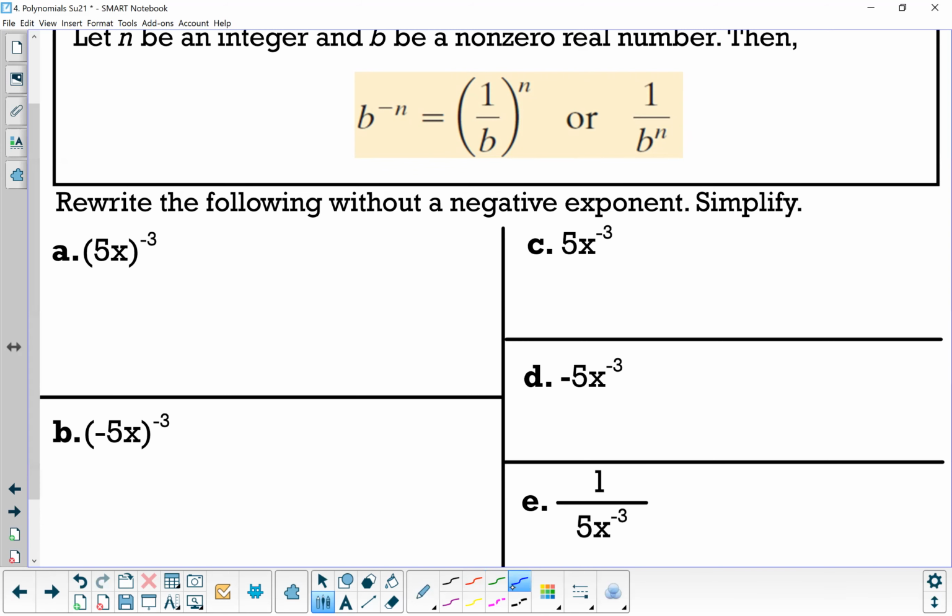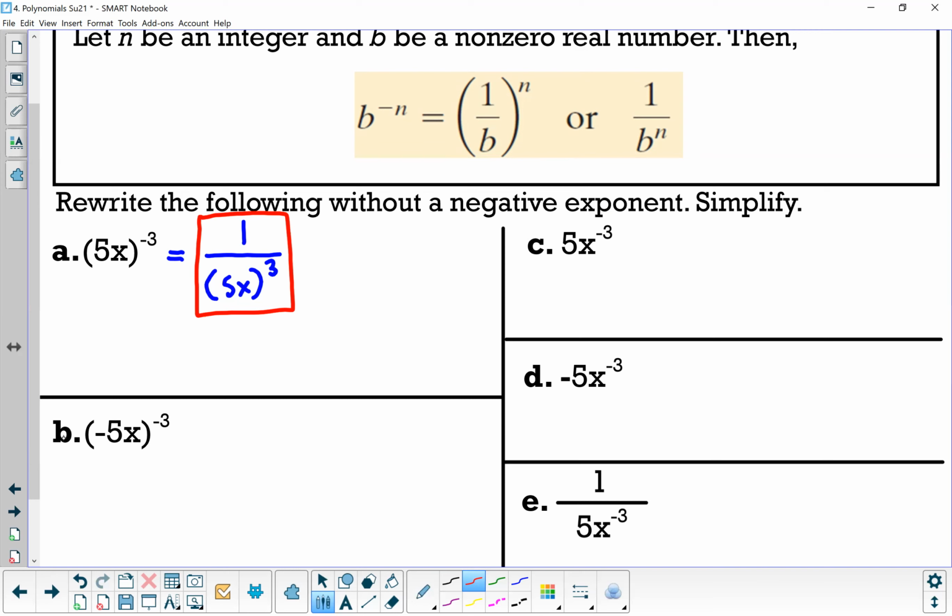Okay, starting with letter A, we have (5x) to the -3. All right, so take the reciprocal, we have 1 over (5x) to the power of 3. You don't need to go further for this right now. We're just focusing on writing the expression without the negative exponent. We'll simplify this further later on.